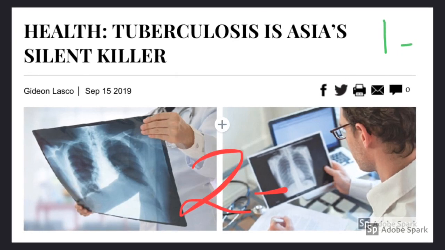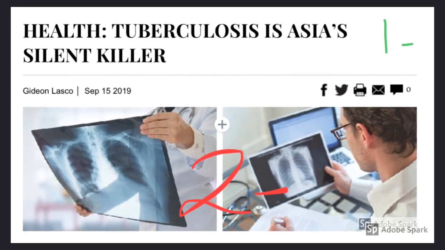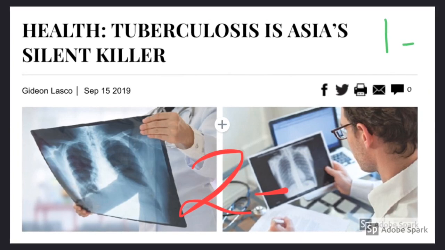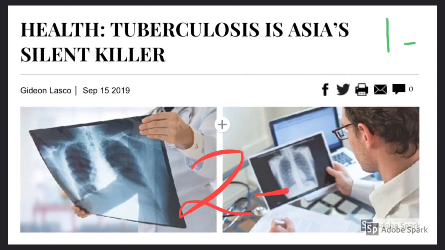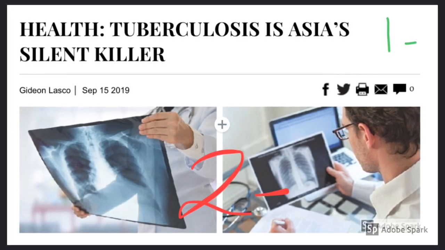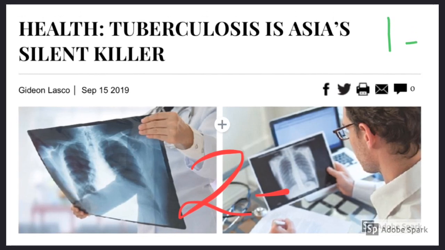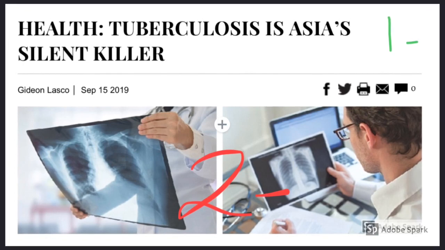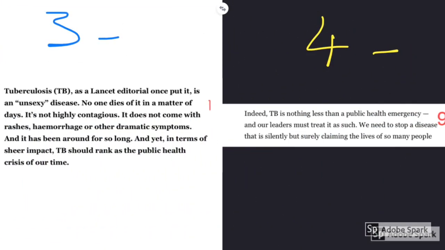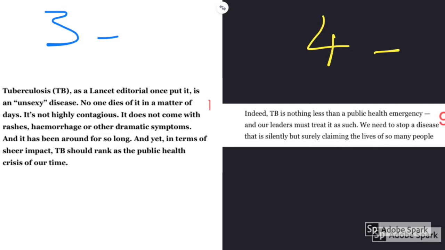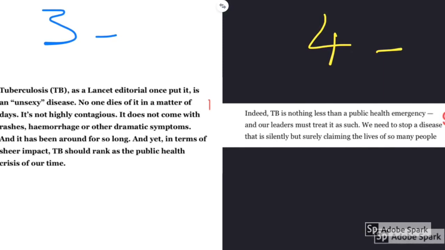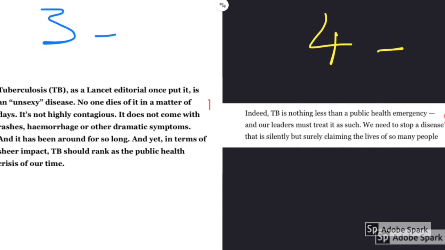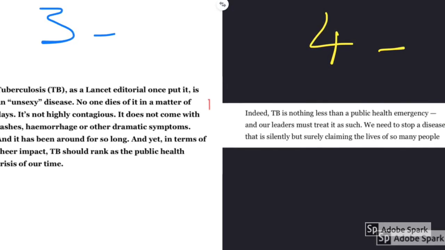There are 4 things we do in surveying. We read the article title, we read anything bold or highlighted. In this case, it happens to be these pictures and something else that you can see in the article itself. Step number 3 is to read the first or opening paragraph entirely. And then step number 4 is to read the last paragraph.